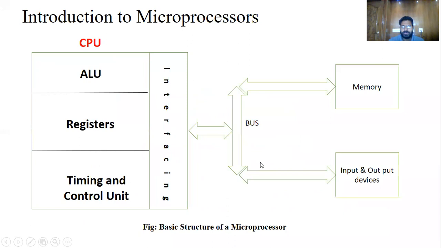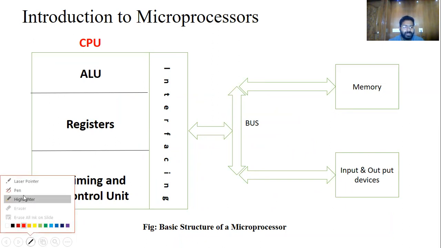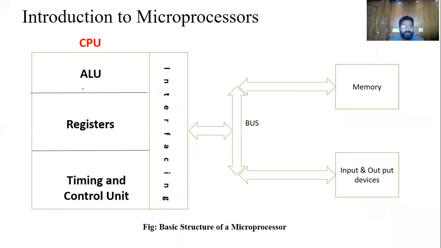Before going to the architecture, let us see the basic structure of the microprocessor. This is the CPU. The CPU contains the ALU, the arithmetic and logical unit. It has registers, and we have four different categories of registers: segment registers, general purpose registers, flag registers, and the pointer and index registers.